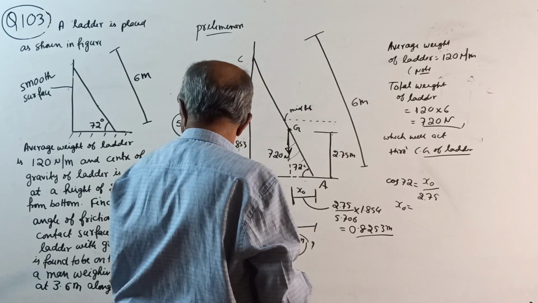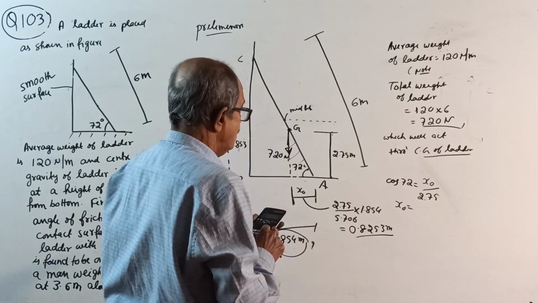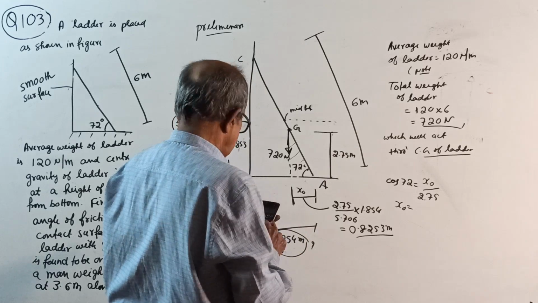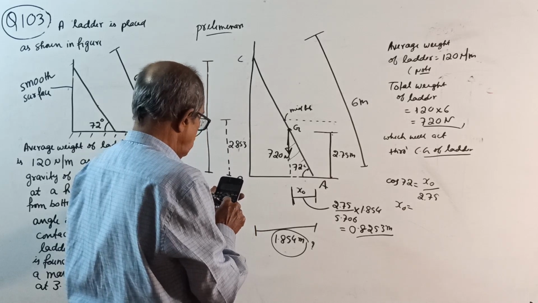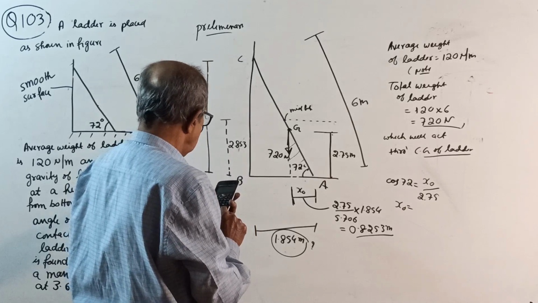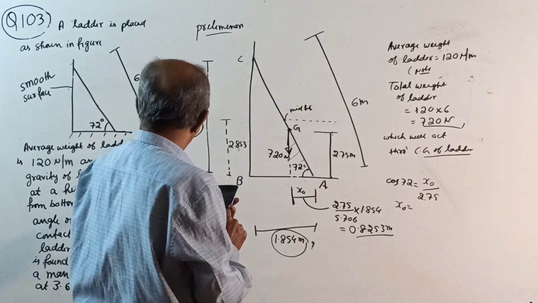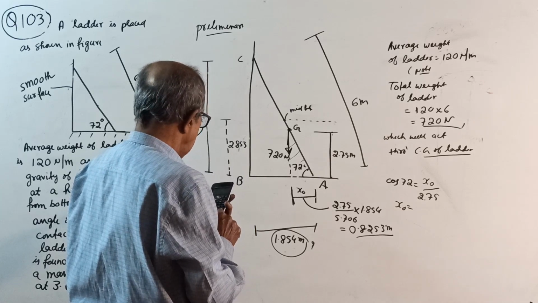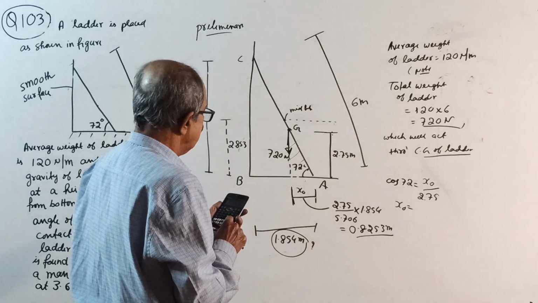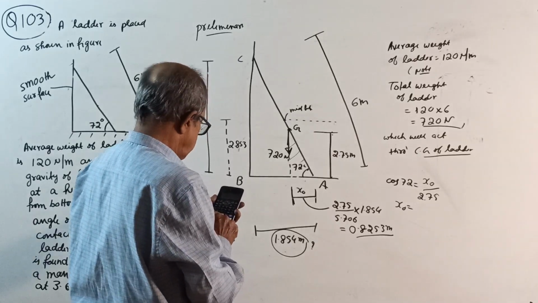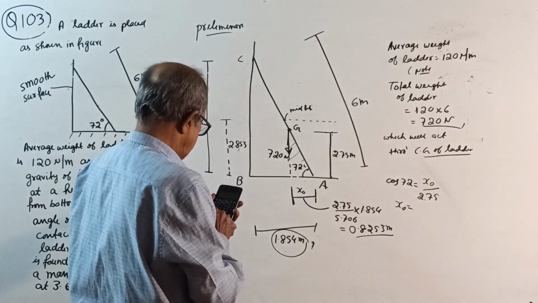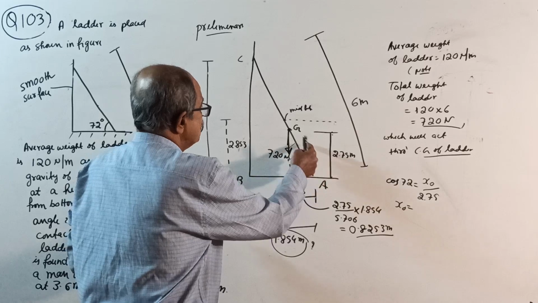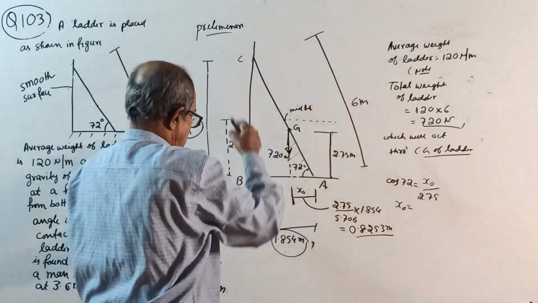2.75. Is it 2.75? Cos angle 72, then the height is wrong. 6 into sin 72 is 5.706 meter. Divided by 2, the height is 2.853, 2.75. So 2.75 divided by 5.706 is the proportion of this point with respect to the full height.